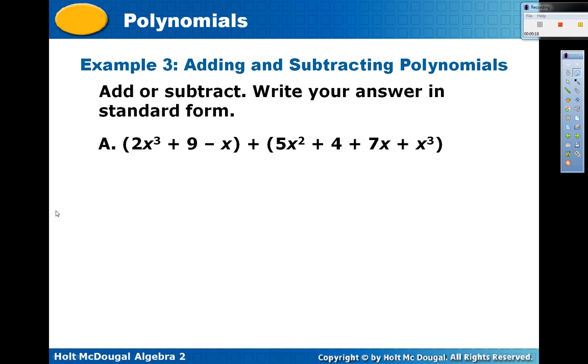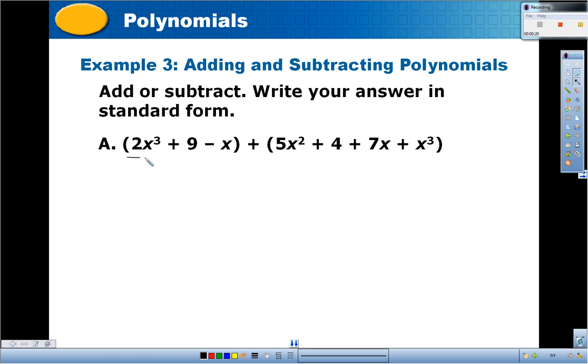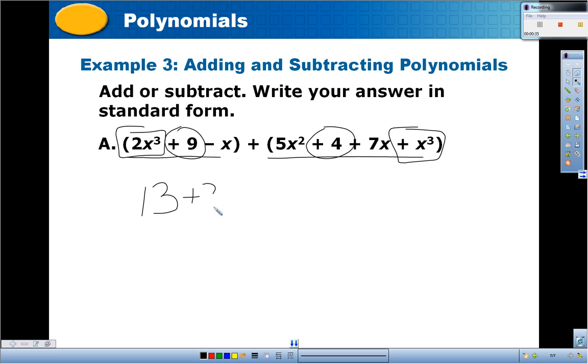Here's the first one. Let's say I wanted you to add these two polynomials: 2x cubed plus 9 minus x, and 5x squared plus 4 plus 7x plus x cubed. What I'm going to do is look for my like terms. I notice I have a 9 plus a 4, so that'll give me 13. I have a 2x cubed and a 1x cubed, so that's going to give me 3x cubed. I have nothing to add to my 5x squared, but then I notice that I have a negative 1x plus 7x, so that'll be 6x.